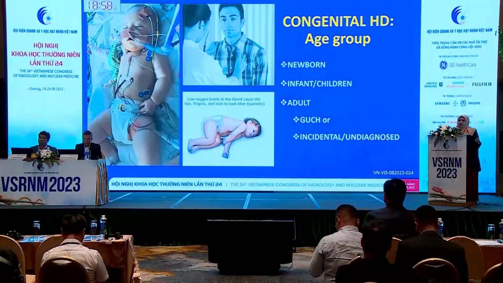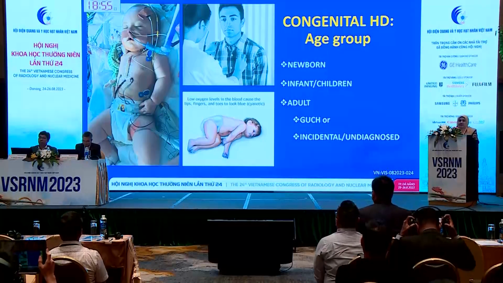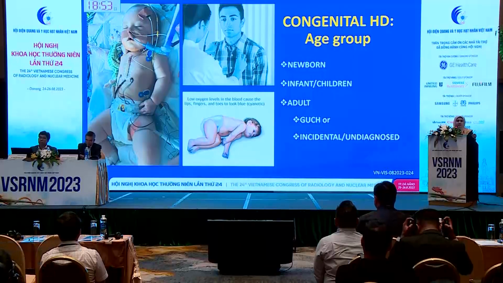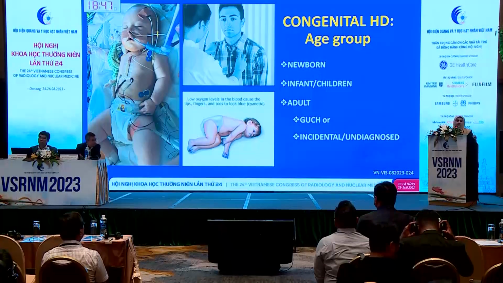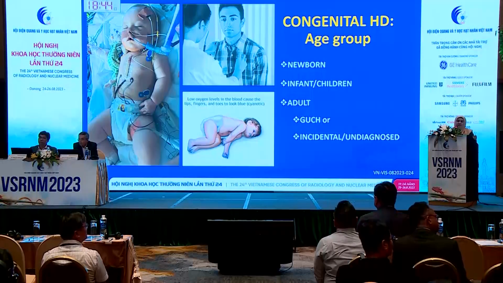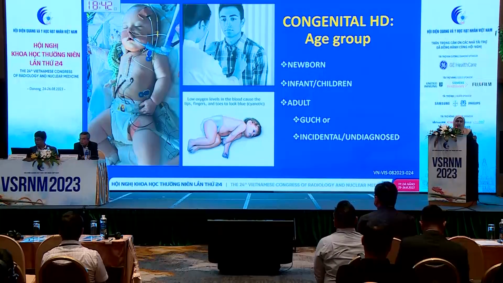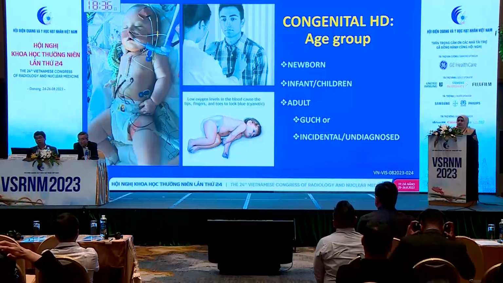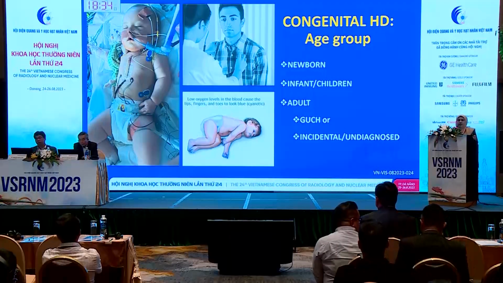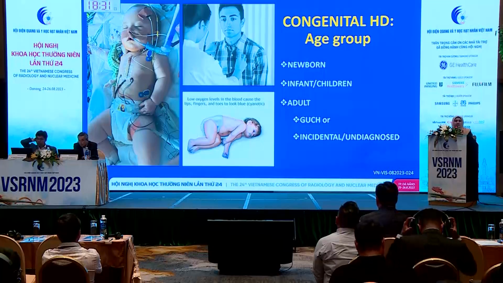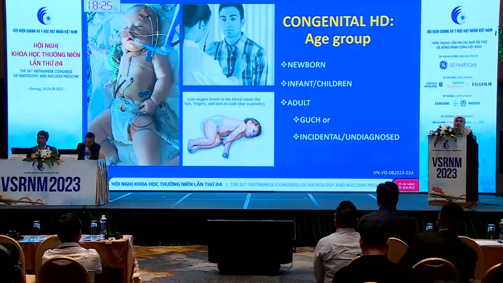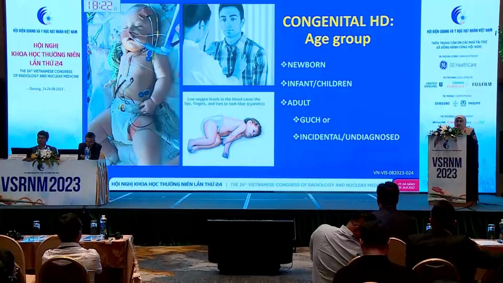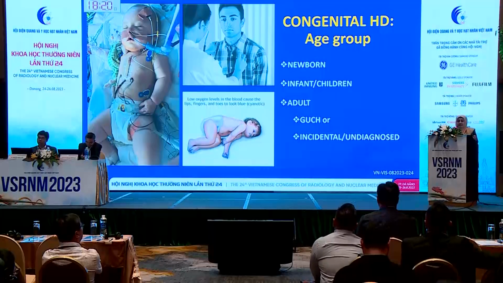I think most of you probably know that congenital heart disease spans different age groups. It comprises the youngest, which are the newborns, then the infants or children, and even adults. So don't think that congenital heart disease is only among children. Even among adults, you have a group called grown-up congenital heart, usually the survivors of congenital heart disease who have had some repair done to their heart. And sometimes even in adults, we have cases that are incidental and undiagnosed.